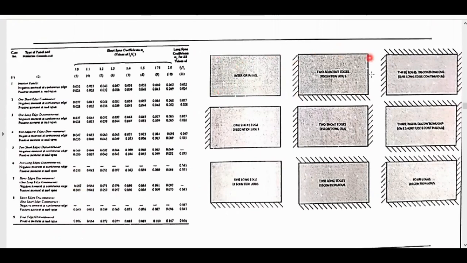Here only one side, this side and this side, they are discontinuous. Here it is continuous. That is, 2 adjacent edges are discontinuous here. This is an interior panel where all the edges are continuous. These 2 are discontinuous and this is continuous. Here 3 edges are discontinuous and this is a continuous edge here also, but here the longer span is discontinuous and this is continuous, and in this case the shorter one is continuous.